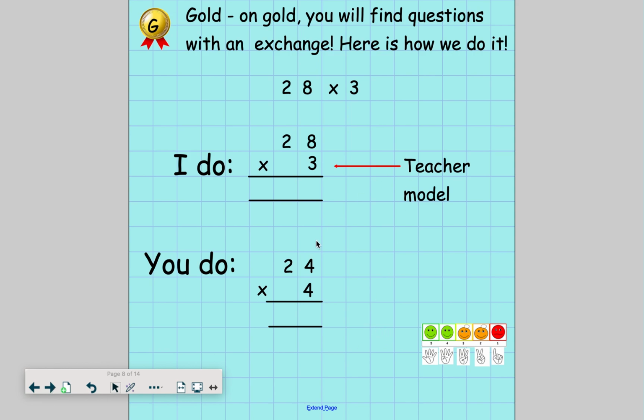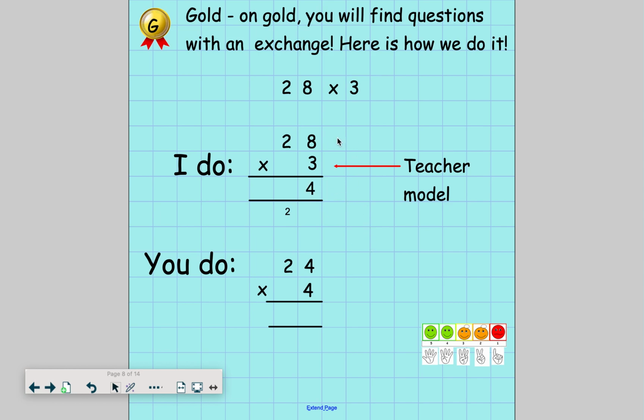Gold. Watch carefully what happens here. Okay, I'll model this one and then you can pause in a minute and try and do the one below. So, 8 times 3. You all know what 8 times 3 is. It is 24. Question is, how do I write the 24 in? Well, I put my 2 there, and I'm just going to make it a bit smaller because it's going to be our exchange digit. This is our carryover. There's our 2. And the 4 is going to go in as normal there.